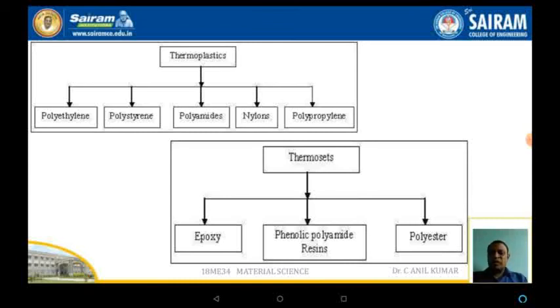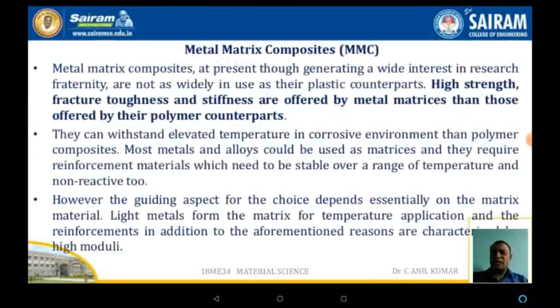The main difference between a thermoset and a thermoplastic material is that in the case of thermoplastic material, recycling is very easy, but in the case of thermoset material, recycling is very difficult or it cannot be recycled at all.